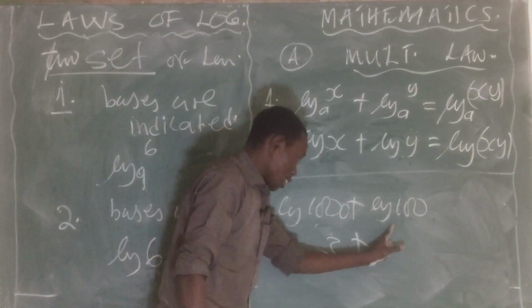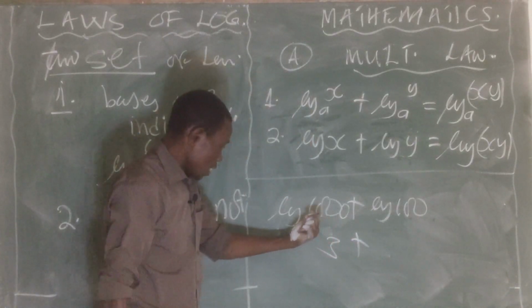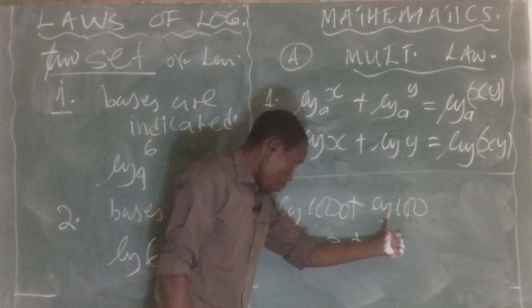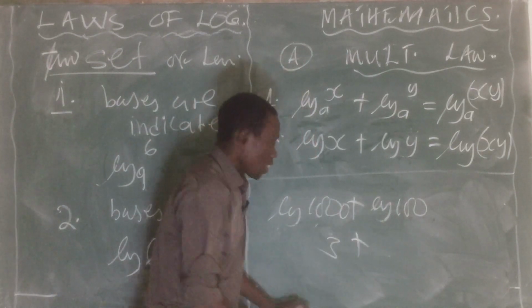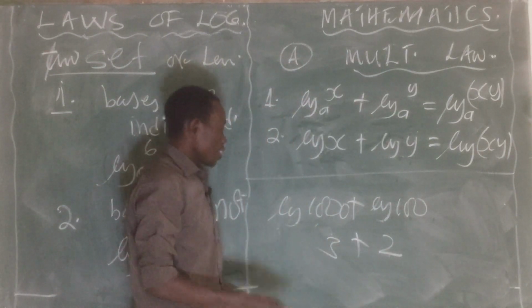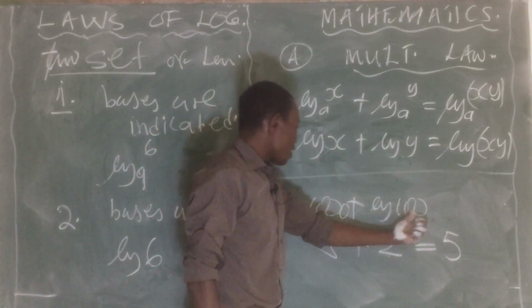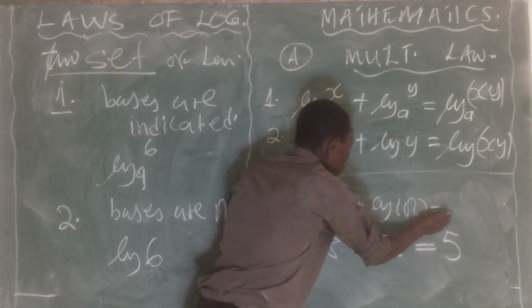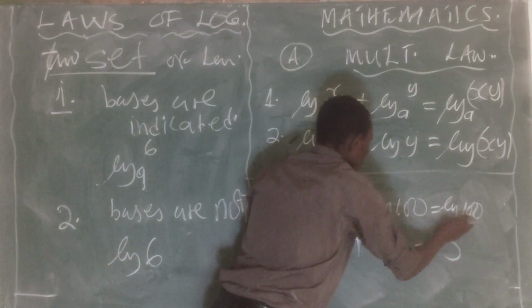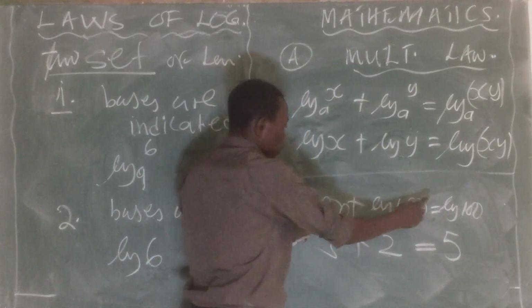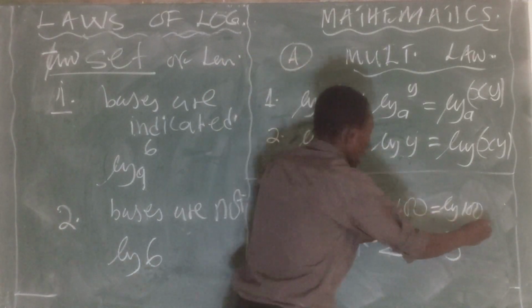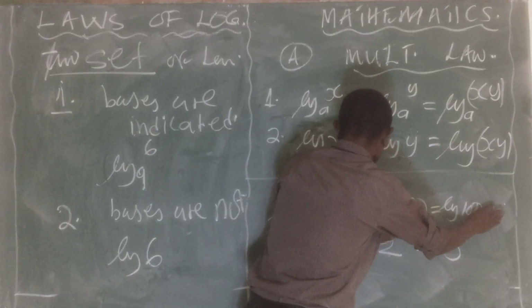How many 10s can I multiply to get 1000? It is a 3. But how many 10s can I multiply to get 100? That is a 2. What answer do you get then? A 5. So definitely, if you multiply this by this, what you have here is the logarithm of what? You have got this times this.